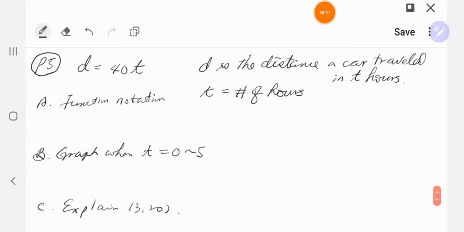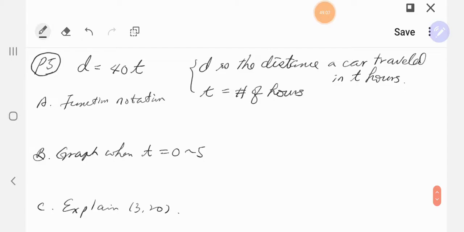Okay, the last one is problem number 5. A car is traveling at a certain number of miles per hour. Let's say it is 40 miles per hour. Then we can write distance is equal to 40t. 40 is the speed of the car. So d represents the distance in miles the car traveled in t hours, and t is the number of hours.